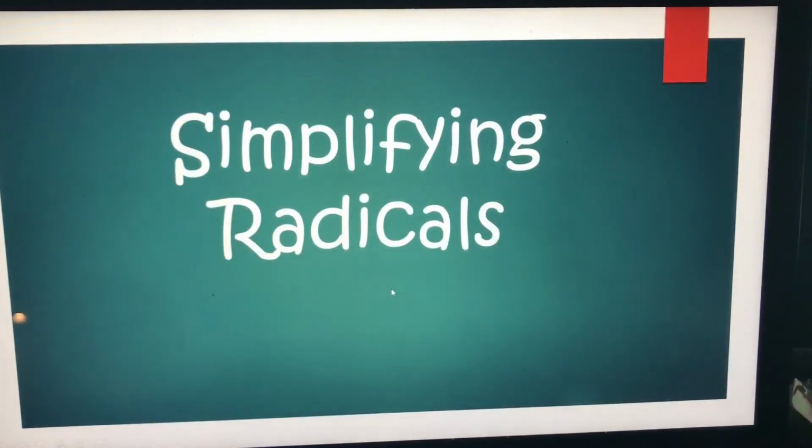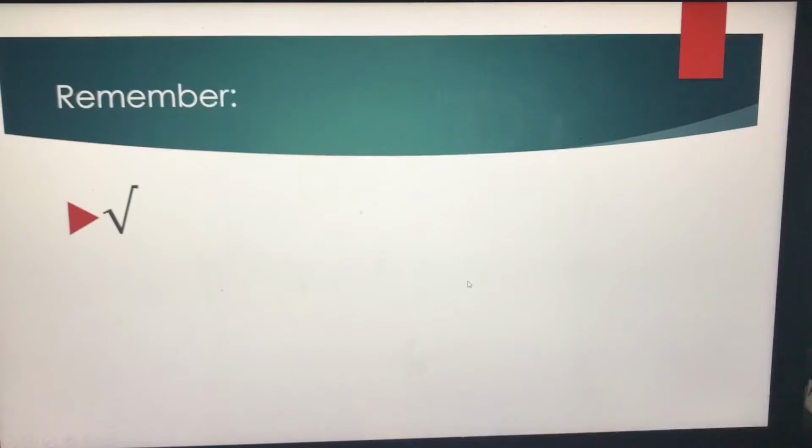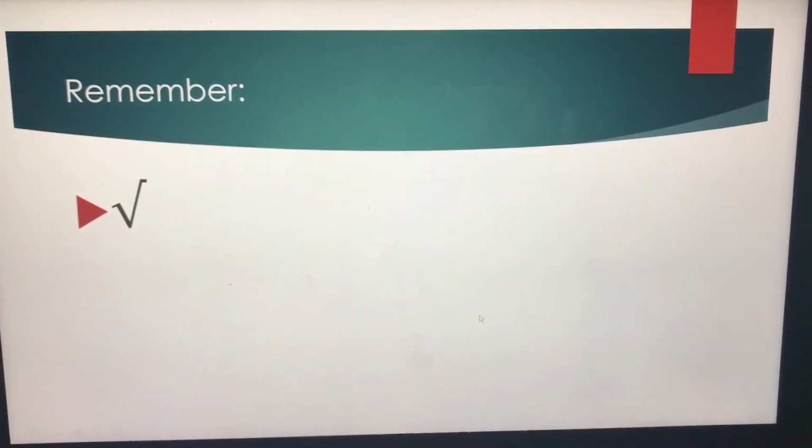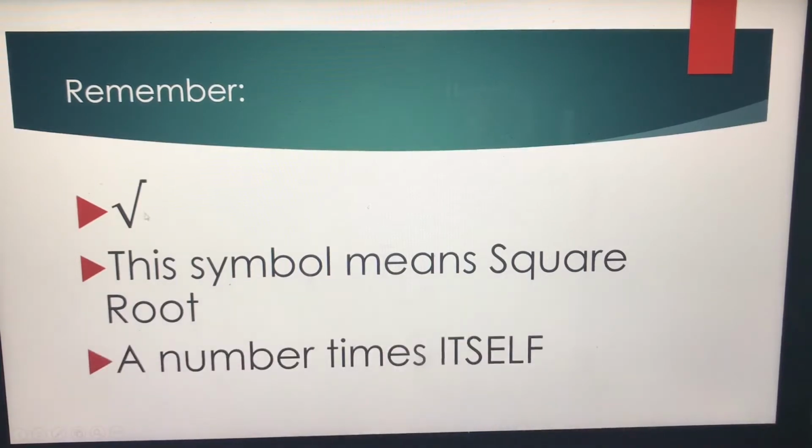Today's topic is going to be simplifying radicals. Before we can begin, let's review what a radical is. Most of us understand this symbol. It's one we've used throughout math, and for us it means square root. It means the number underneath is a number times itself. That's how we got the square root.